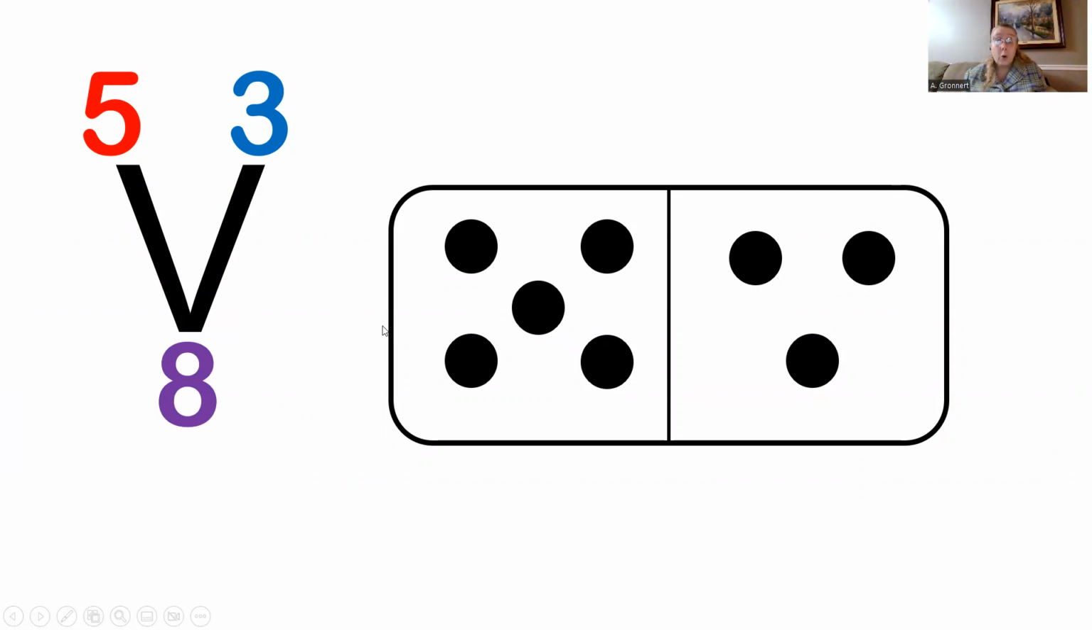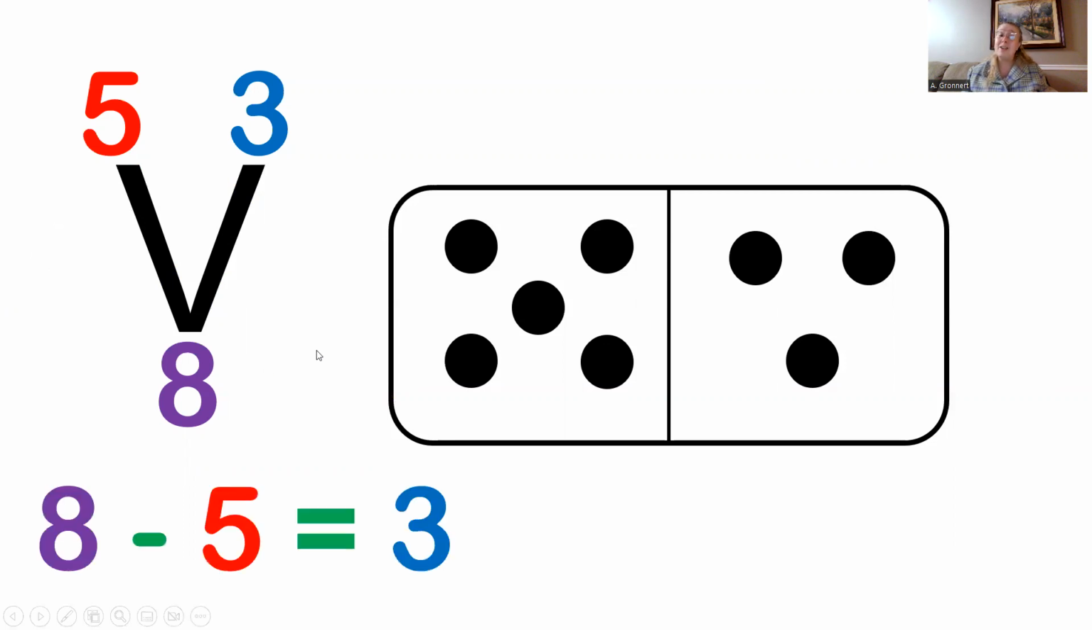Now, we're going to write a subtraction equation using the total and the parts. When we write subtraction equations, we have to start with the total or the biggest number, because as you remember, we're taking away. So to make our subtraction equation, we start with 8. So our first subtraction equation says 8 take away 5 equals 3.